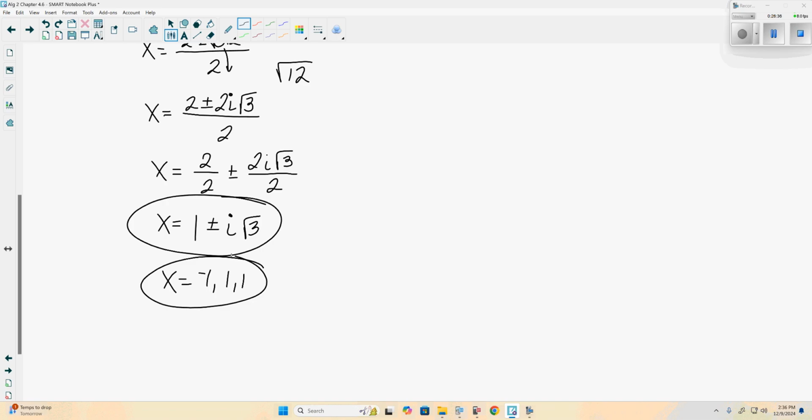So really we do have 5. We have 1 plus i square root of 3, and we have 1 minus i square root of 3. Questions on this here? Questions on any of this so far? Not too bad. Other things you all probably want to do, but not the worst thing in the world.